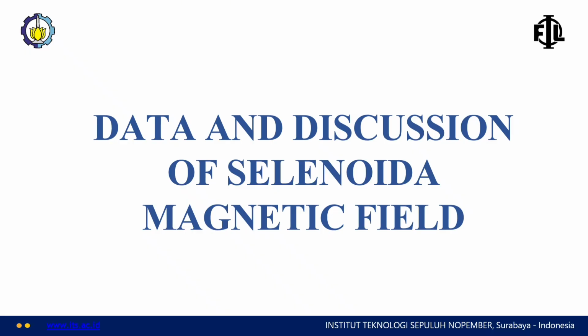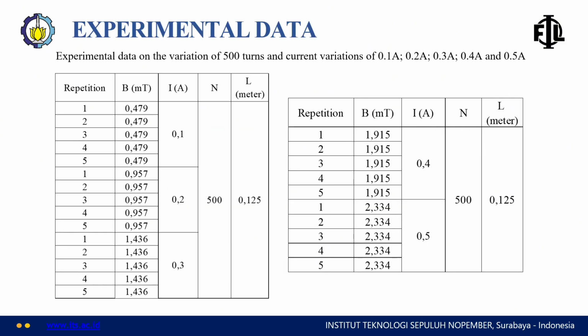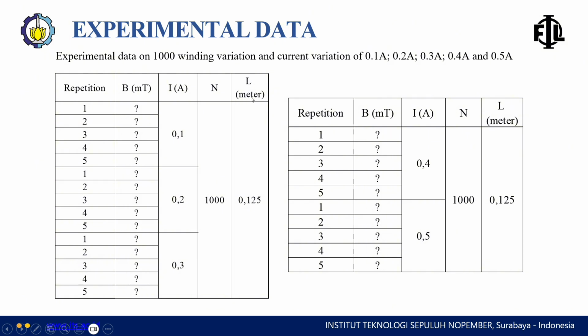So, next we will discuss the experimental data of the solenoid magnetic field. In this data table, you need to perform measurement 5 times, with current ranging from 0.1 to 0.5 ampere. The table also includes columns for magnetic field value, the number of turns, and the length of coil. Similarly, you will create a similar table for the variation in the number of turns of 1000 turns.